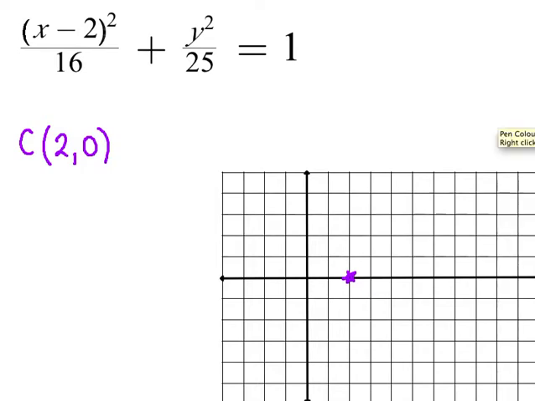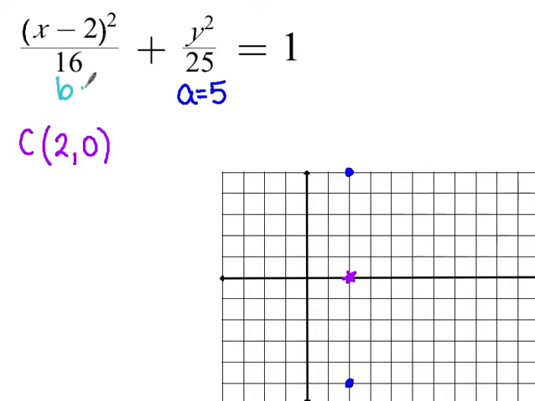What is A? Oh, it's 5 because 25 is the biggest one. Oh my gosh, I'm so slow. So what direction will it open? Up and down. So from the center, I'm going to go 5 up and 5 down. Remember, A is always the largest number. All right, what's B? 4.